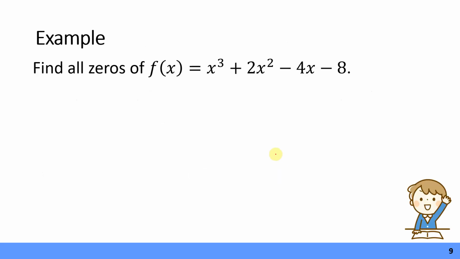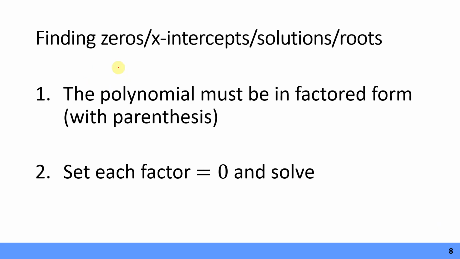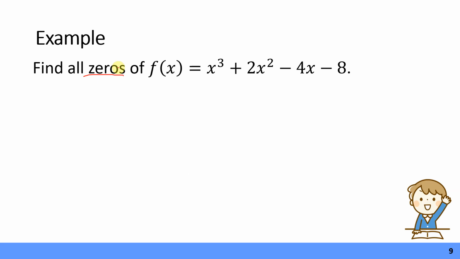So here we have a polynomial, and they're asking us to find all the zeros. Another word for that is it could have said find all the x-intercepts, or it could have said find all the roots. It all means the same thing. Now let me go back to the notes. Step 1, the polynomial has to be in factored form. Is this in factored form? No.